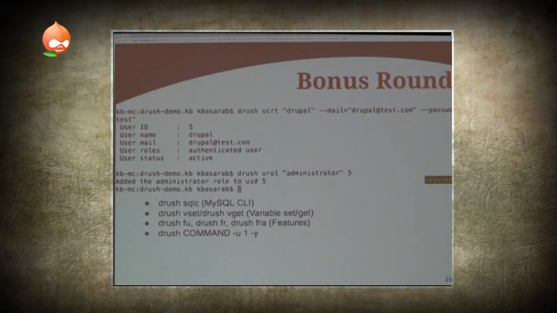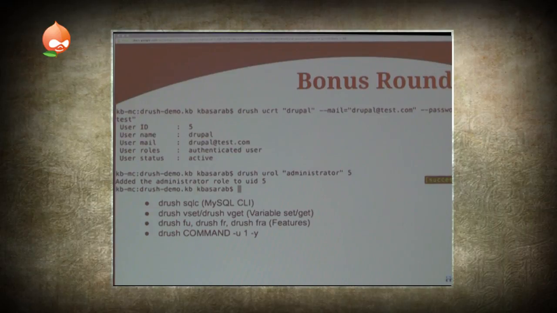Drush will do it for you using a user create command, UCRT. We give it the username we want, the email address, and the password we want, and it'll come back and confirm what that user ID is, as well as the role it gets, to create that user quickly and easily. With that, you're just creating the normal user account. You could do that easily through /user. This is just to do it programmatically.